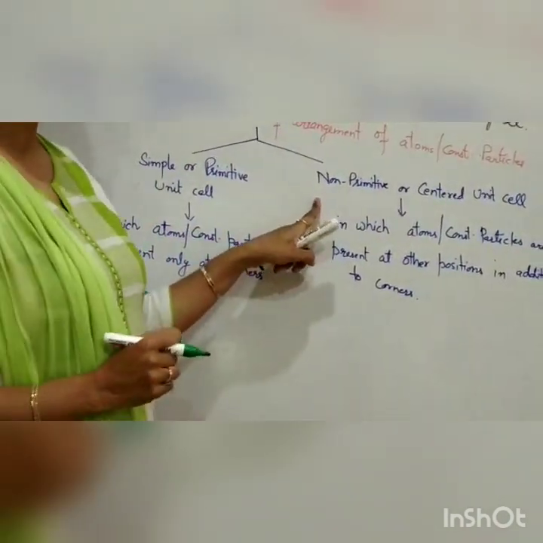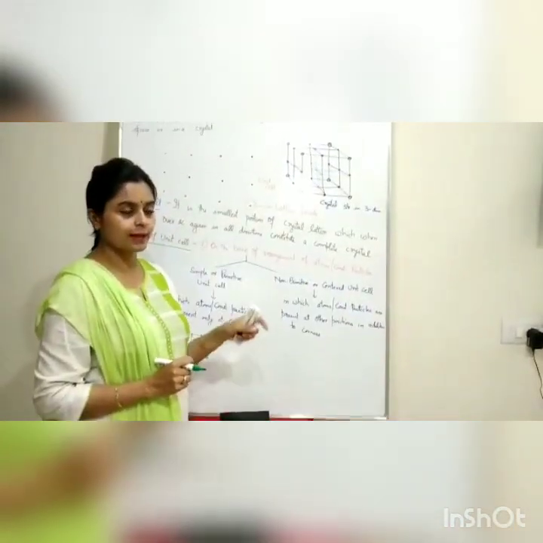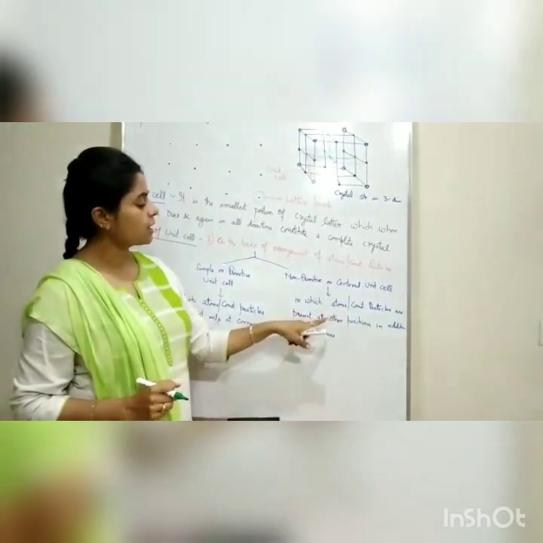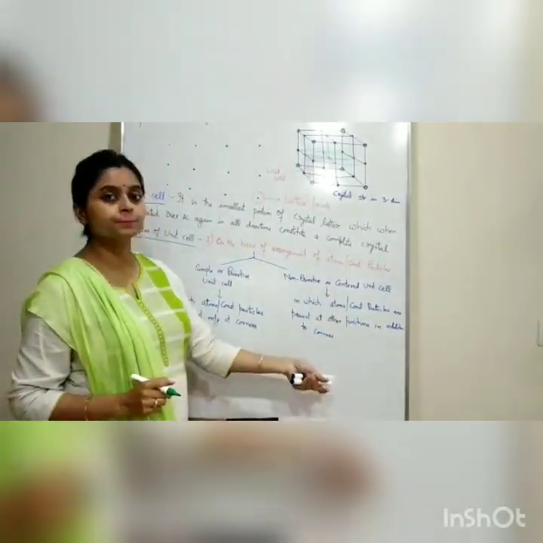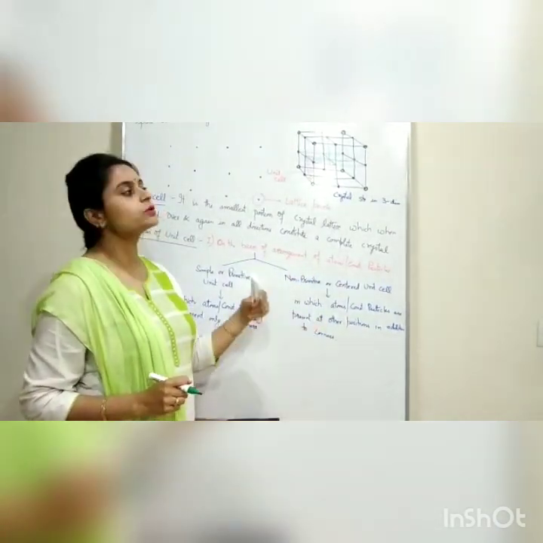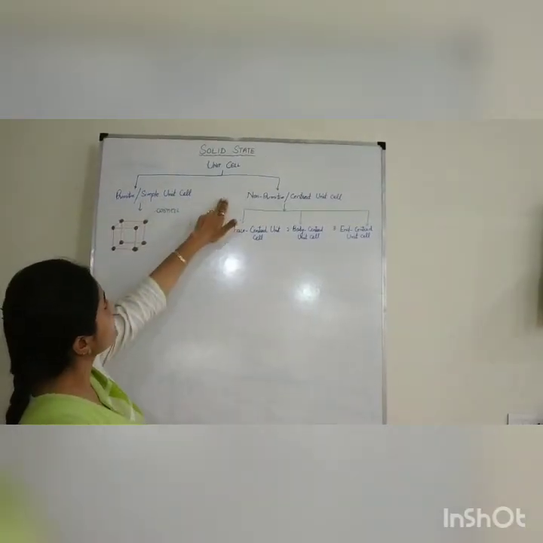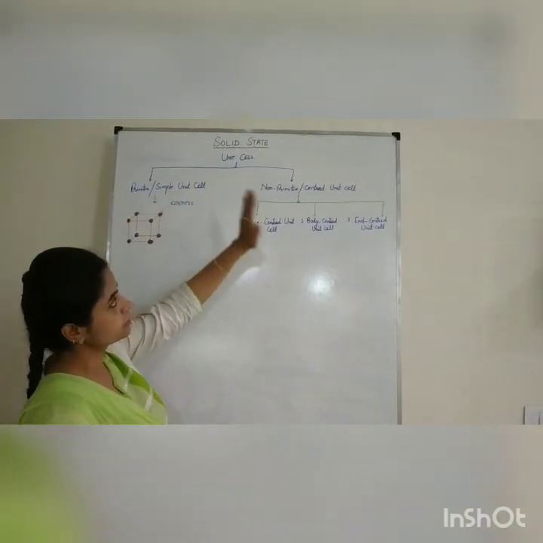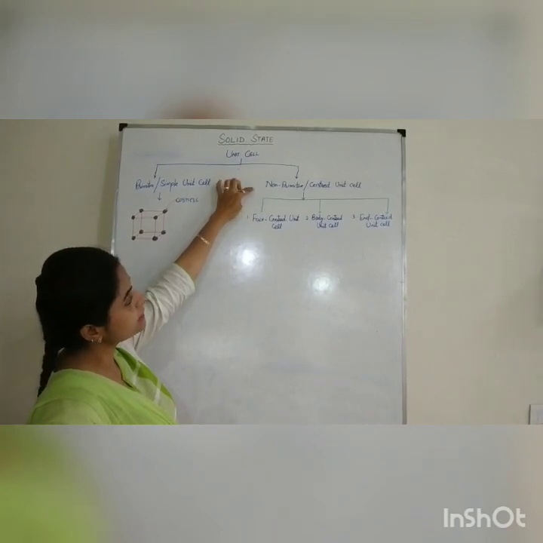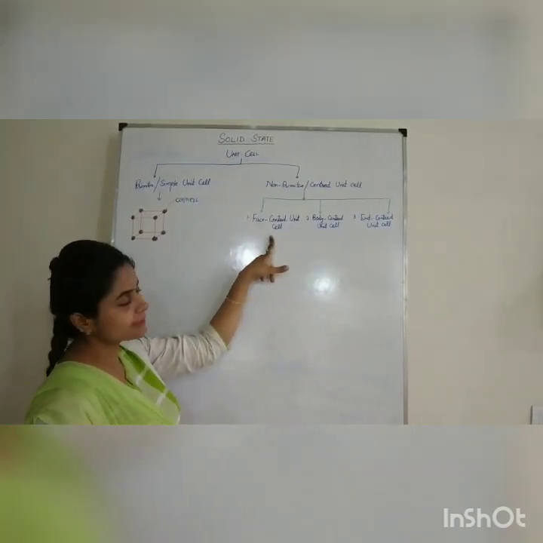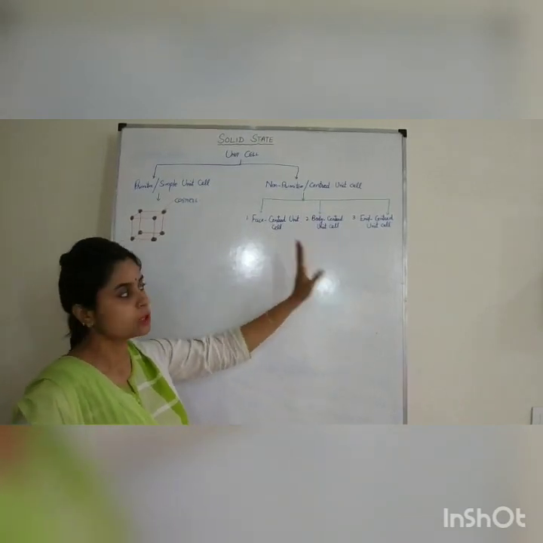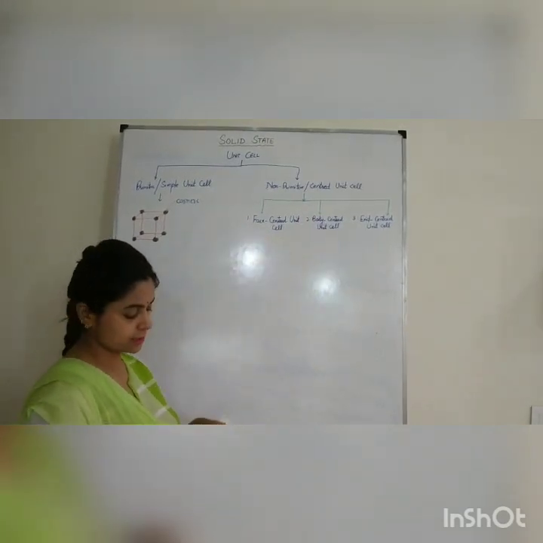Now, non-primitive or centered unit cell. As I have already told you, these are the cells in which atoms are present at other positions besides corners. So these are further of different types. Non-primitive unit cell is further divided into 3 types: face-centered unit cell, body-centered unit cell, and end-centered unit cell. Now what do you mean by face-centered unit cell?